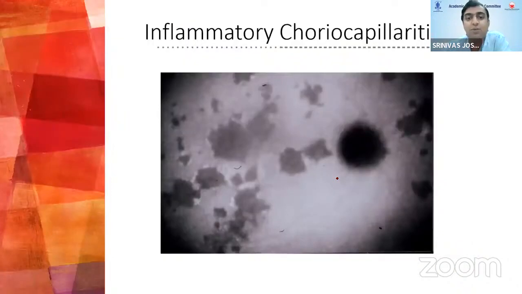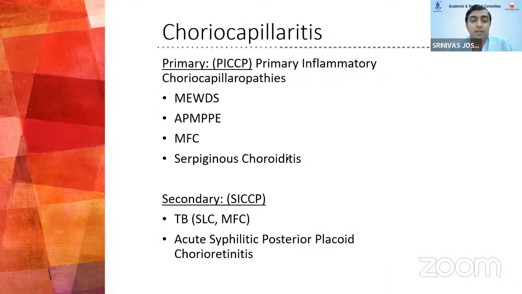Coming to the inflammatory choriocapillaritis, you can see here these are basically geographical areas, pretty much irregular, type 1 geographical areas of hypocyanescence. And Dr. Chitranjan has nicely described choriocapillaritis. We describe it as primary, where he described the stromal. I'll be describing the primary, which is basically where we have MEWDS, AMPPE, or multifocal choroiditis or serpiginous choroiditis. And the secondary could be due to any other infections like TB or syphilitic causes.